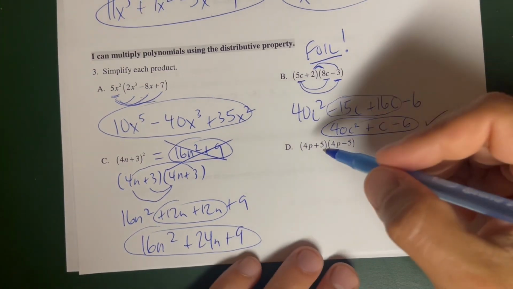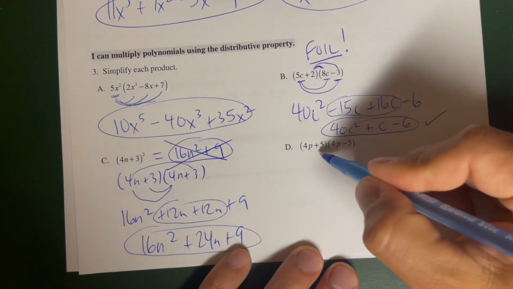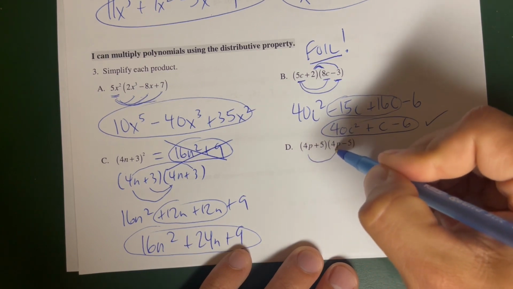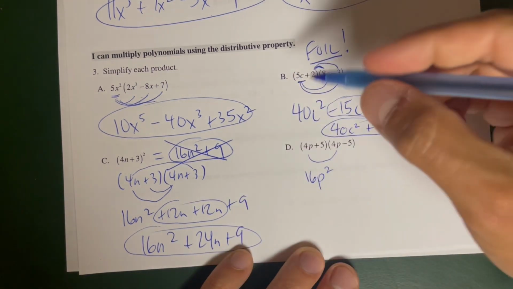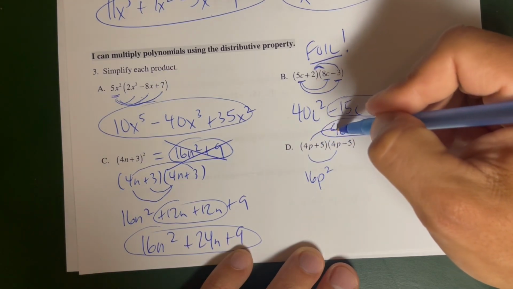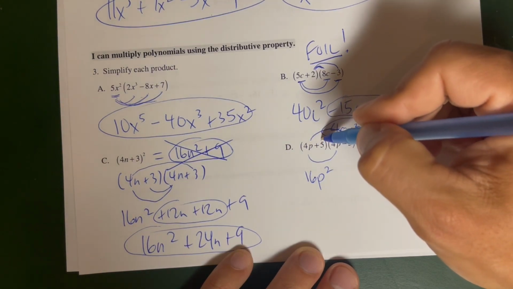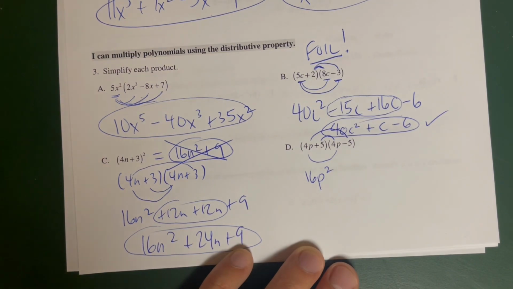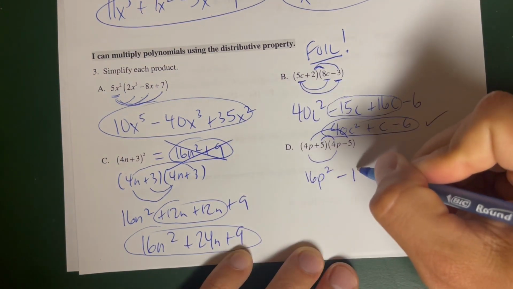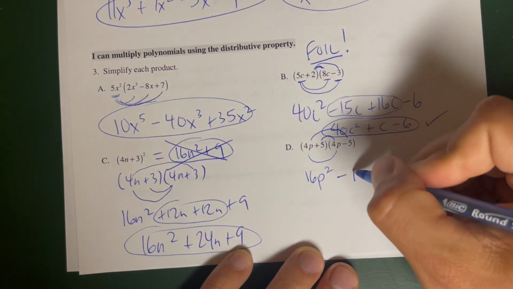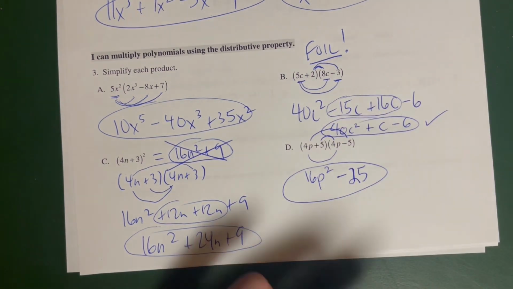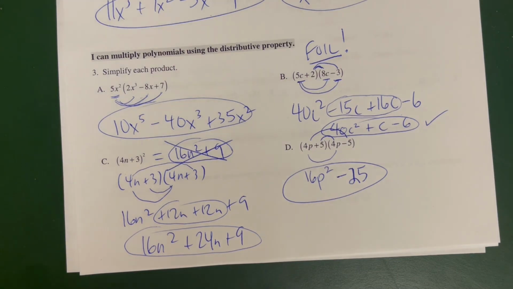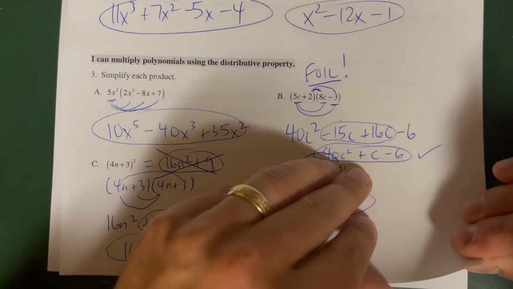You look at problem D here, we have really the same things except one is a plus and one is a minus. 4p times 4p is 16p squared. Notice in a problem like this that outer is negative 20p, inner is positive 20p, and those will cancel. And so I'm just worried about first and last. In this case, 5 times 5, oops, I wrote a 1, is going to be minus 25. So the final answer is 16p squared minus 25.